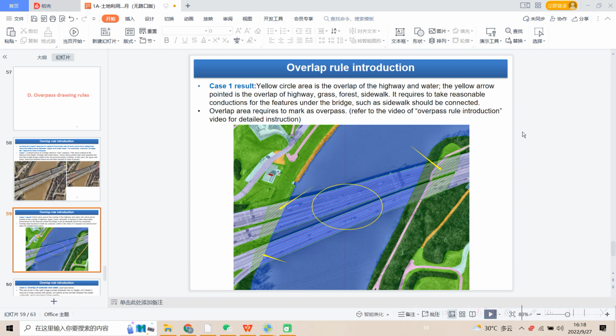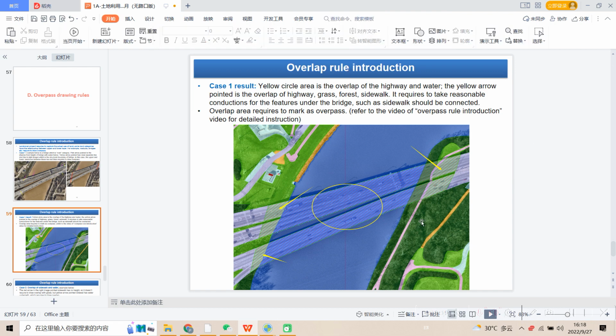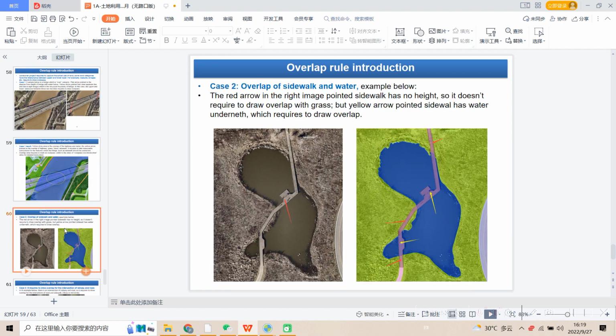In this example, we can see the result of how the overpass has been drawn. The yellow circle area is the overlap of highway and water. The yellow arrow pointed area is the overlap of highway and grass, forest, and sidewalk. It also requires reasonable connection for the features under the bridge, such as the sidewalk should be connected. And the overlapped area requires marking as overpass, which is a red dash line in the image. You can refer to the video on how to draw the overpass.